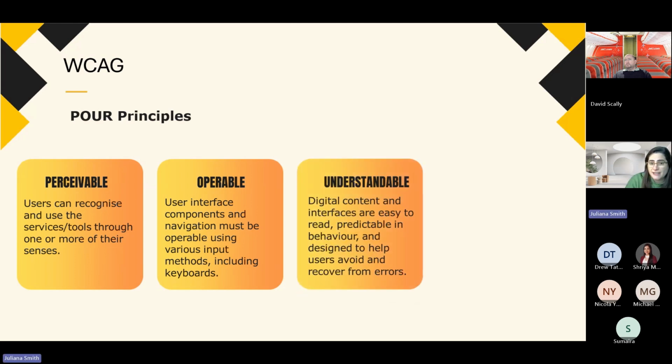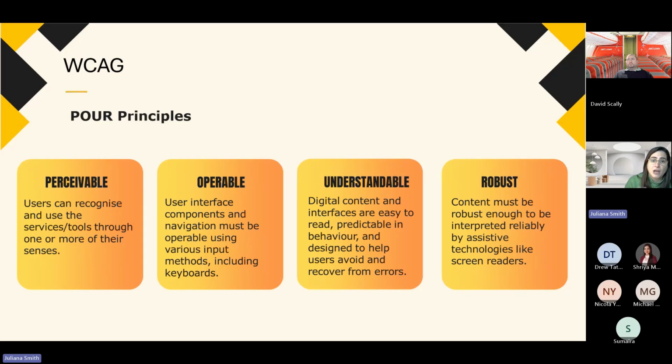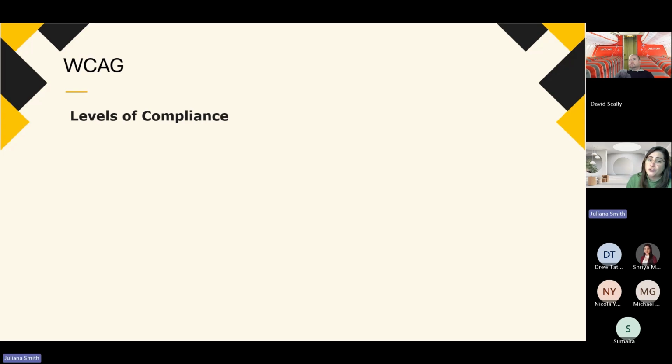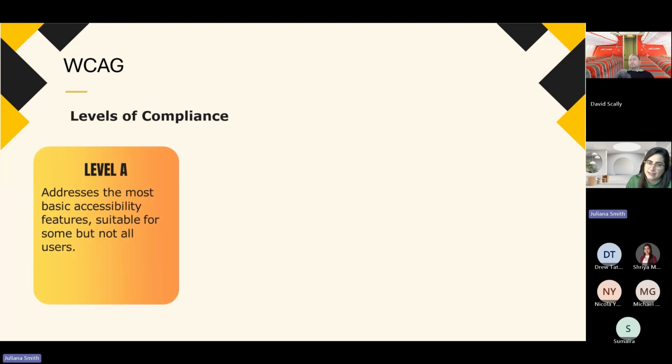Then we have U for understandable, where the digital content and interfaces are easy to read. They're also predictable in behavior, and they're designed to help users avoid and recover from errors. And finally, we have robust, where content must be robust enough to be interpreted in a reliable way by assistive technologies, and that includes screen readers.